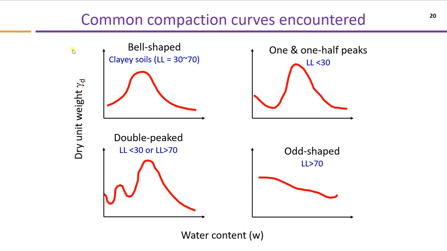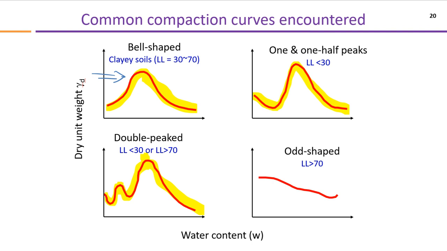Most of the time we are going to get this bell shape. But there are some situations where we might have more than one peak, one and a half. There's a double peak here. There's one big peak and there's a small peak. Sometimes initially when we compact, it will start showing a decrease in the density, and then it might show some increase in the density. So these are possibilities, but most of the time we are going to get this kind of shape.